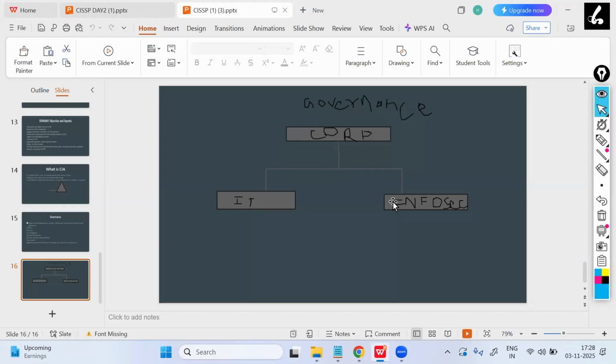But the infosec people will come in and say, no, our policy suggests that we cannot use FTP, for example, we can only use SFTP. It is a more secure method for file transfer. So there are two different divisions. One is IT governance and one is infosec governance.